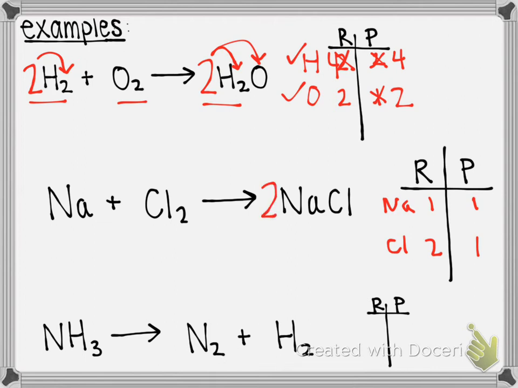Now that changes our Na on the product side to 2, and Cl to 2. So now if you look, our Cl's are balanced, but now our Na's are not. You've got 2 on the product side, 1 on the reactant side. So we need to add another coefficient. And now you've got 2 Na's on the reactant side, 2 on the product side, 2 Cl's on the reactant side, and 2 Cl's on the product side. So that one is balanced.